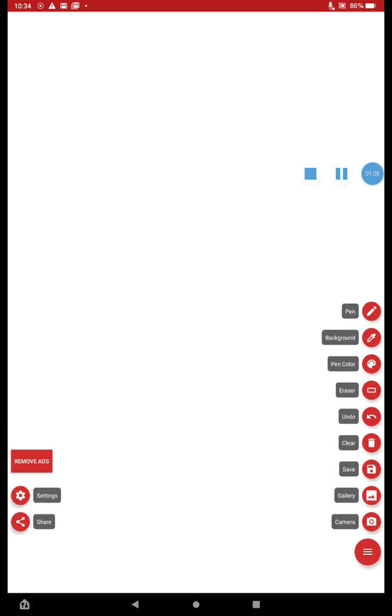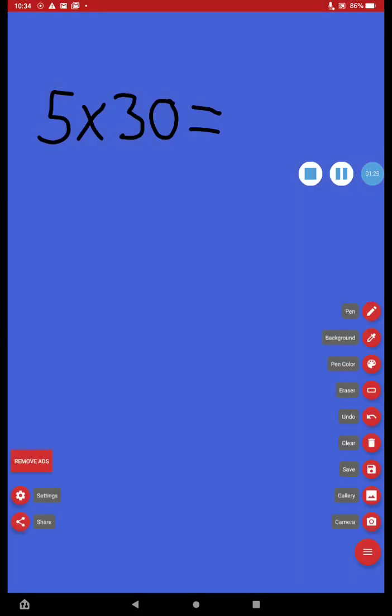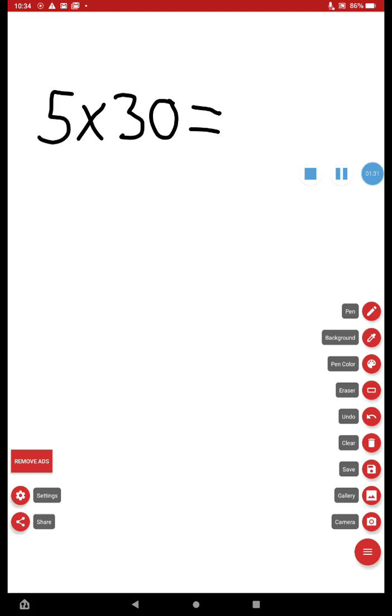So, what do I do when I'm given a pretty big problem? I might say 5 times 30. Before I go reaching for the calculator, I know I can do this in my head, right? How can I do this in my head? Well, whoa, that was weird. Hold on a second. Okay, there we go.